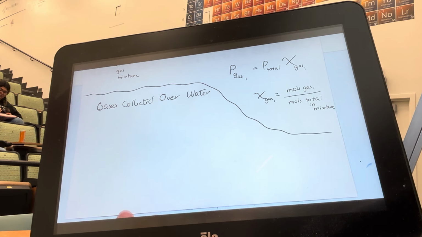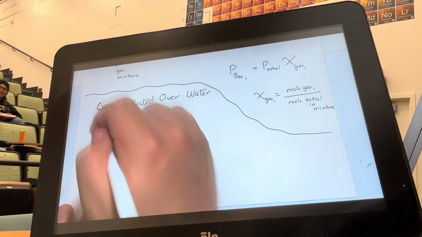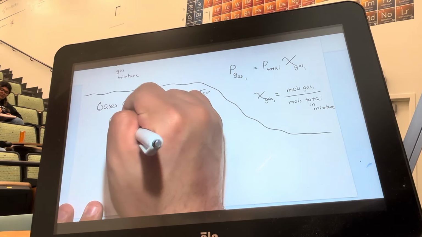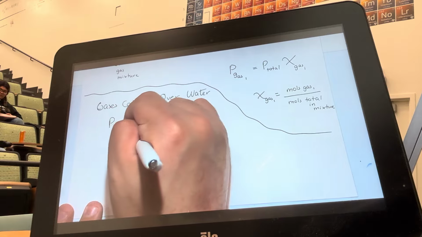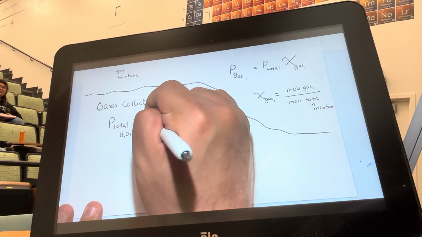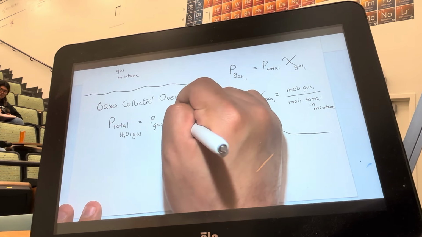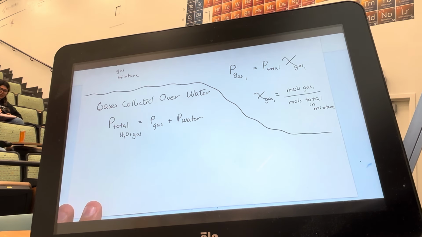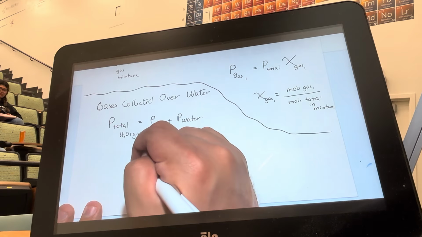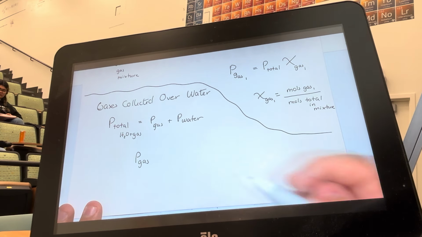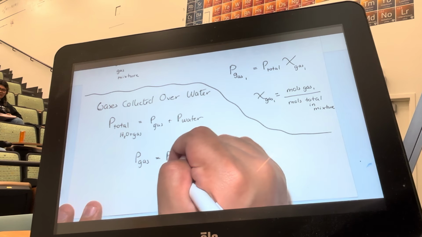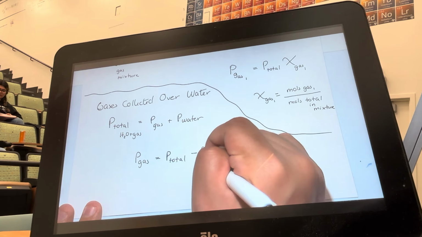So if your problem says a certain gas was collected over water, how are you going to approach that problem? What you should immediately think of is that the pressure total of water plus gas equals, guess what? The pressure of the gas plus the pressure of the water. And one way you can solve this is to find the pressure of the gas simply by doing the pressure total minus the pressure of the water.